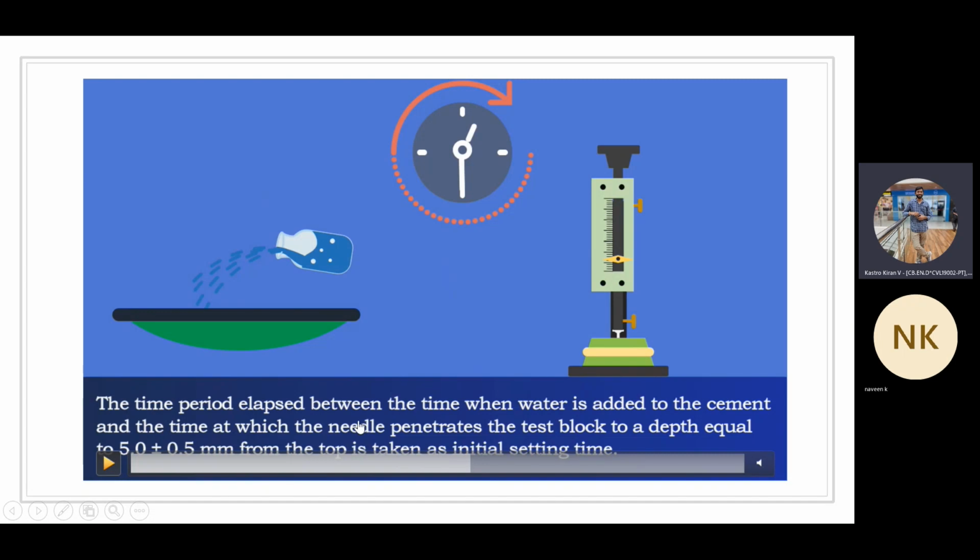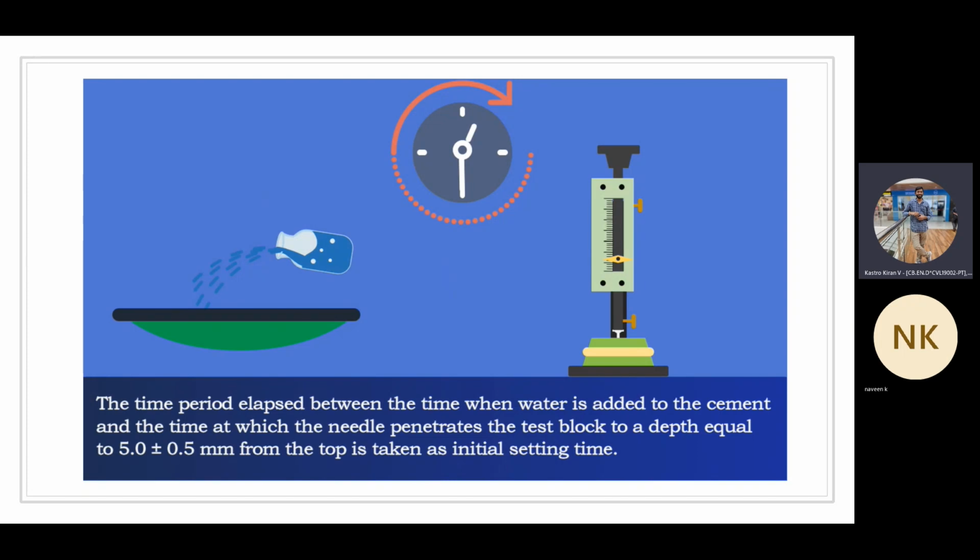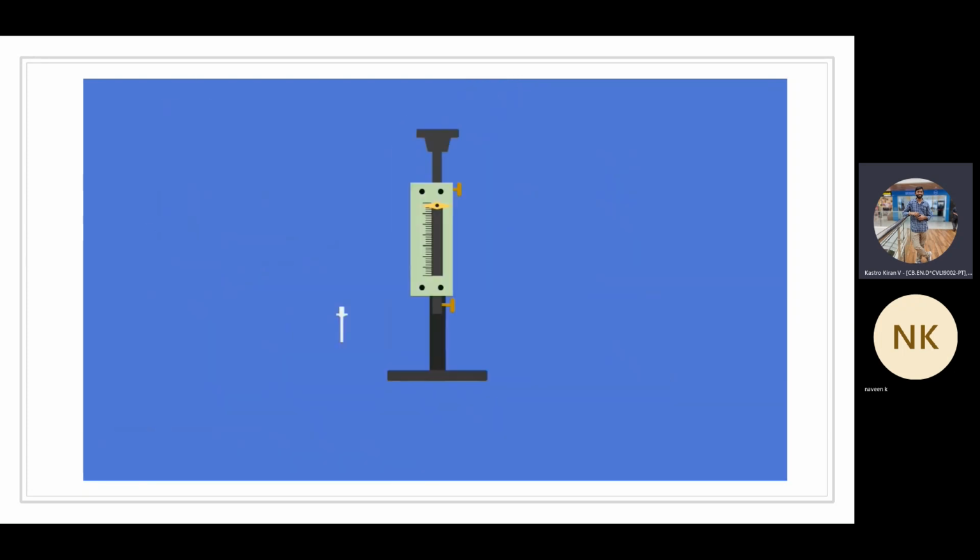And you can see the time period elapsed between the time when water is added to the cement and the time at which the needle penetrates the test block to a depth of 5 plus or minus 0.5 mm from the top is taken as initial setting time. So when the penetration is at the depth of 5 plus or minus 0.5 mm, that reading we are going to define as initial setting time.